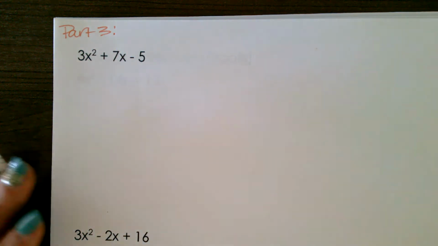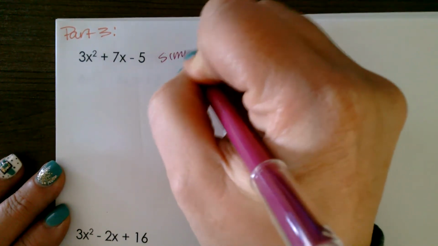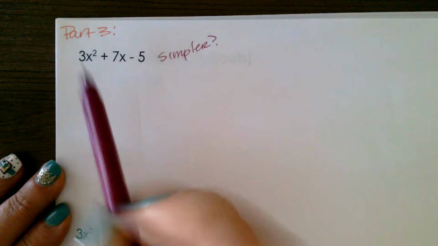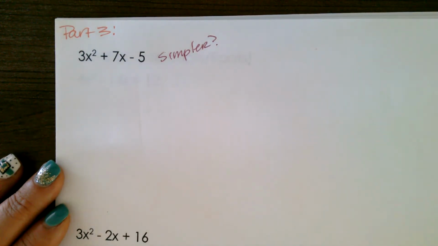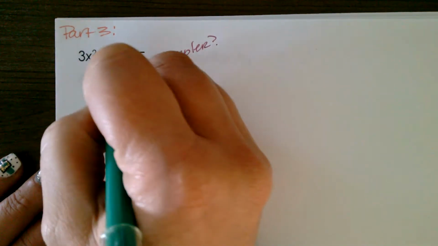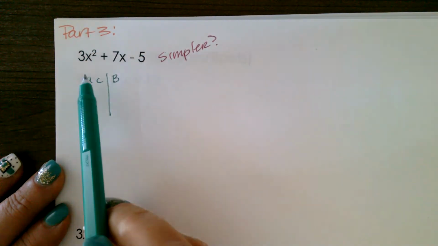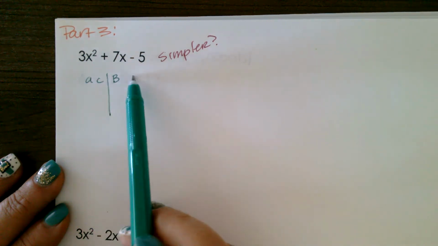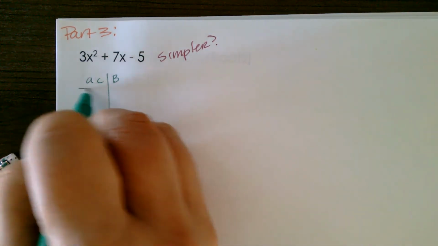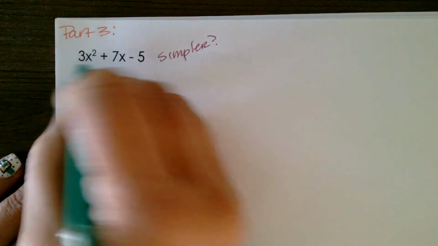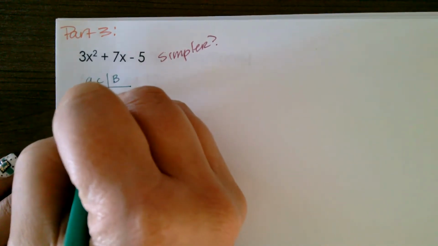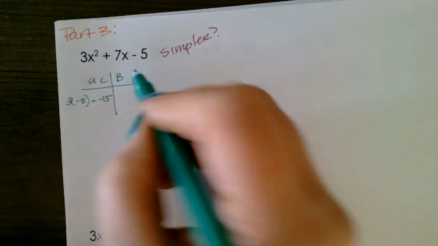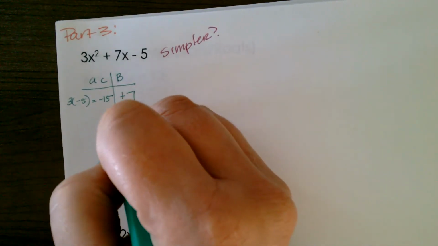Same question applies. Can we make it simpler? Is there a number that goes into 3, 7, and 5? No. That leads me to the ACB chart. Factors of A and C that give you a sum of B. I would have 3 times -5, so -15, that give me a sum of +7.